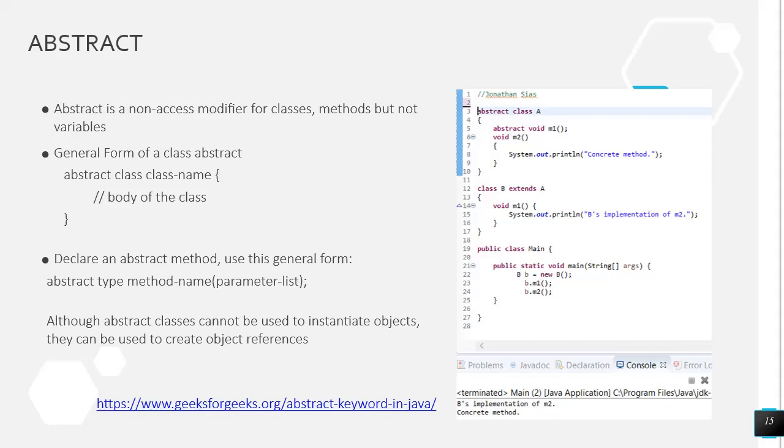So here we have B objects calling B.M1 and B.M2 to System.out, which prints out B's implementation of M2 and the concrete method. So although abstract classes cannot be used to instantiate objects, they can be used to create object references, because Java's approach of runtime polymorphism is implemented here.